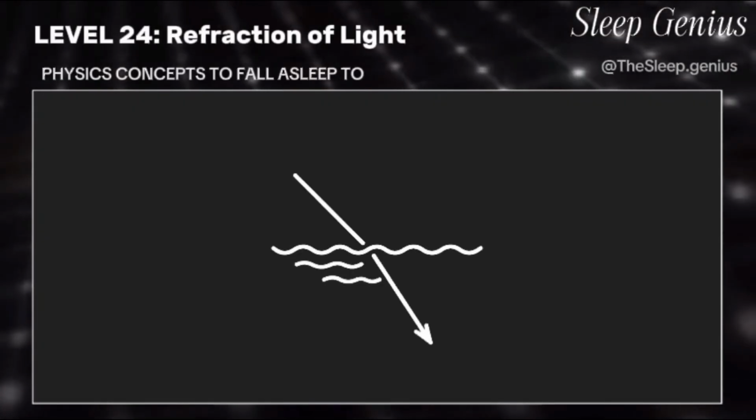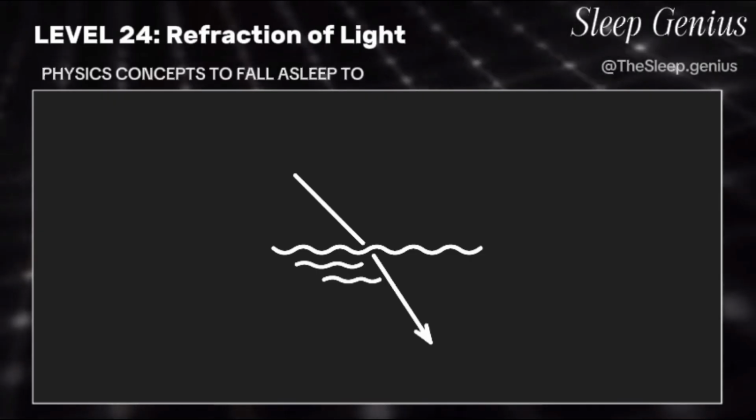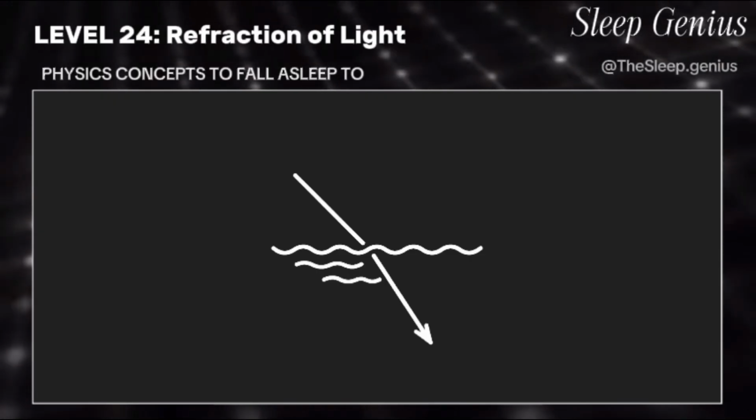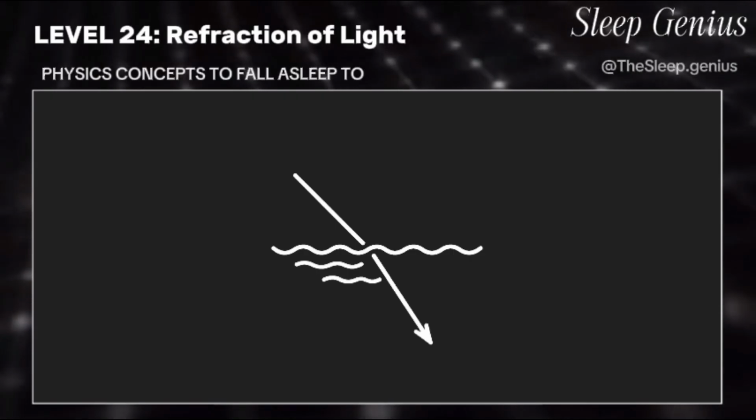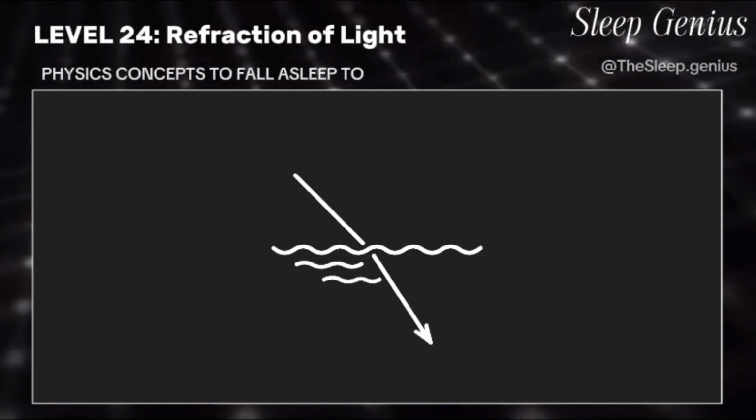Refraction of light is the bending of light when it passes from one transparent medium to another. Light changes its speed as it enters a different material, which causes it to change direction. The law that governs refraction is called Snell's law. It states that the ratio of the sine of the angle of incidence to the sine of the angle of refraction is constant for a pair of media.